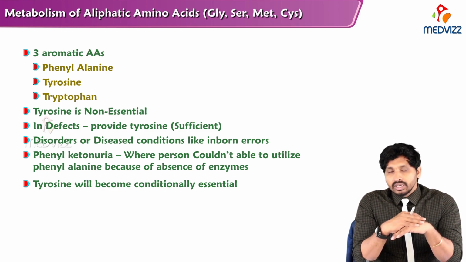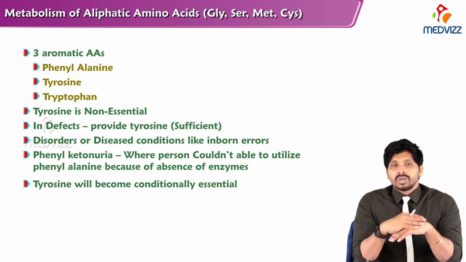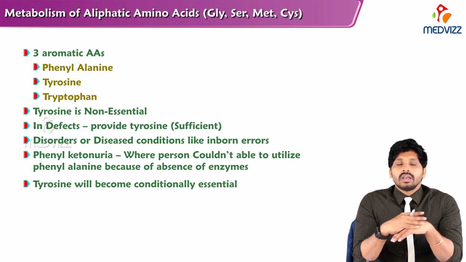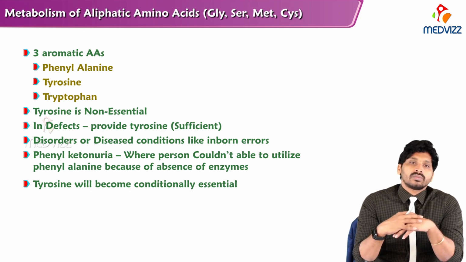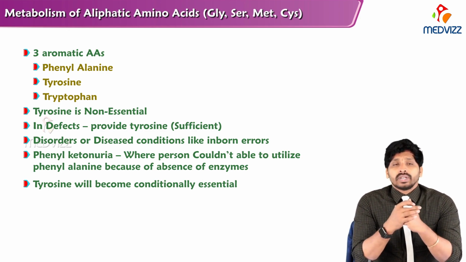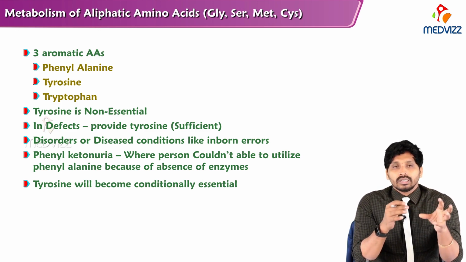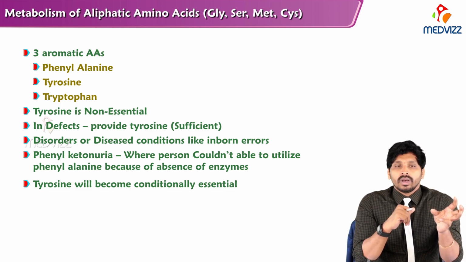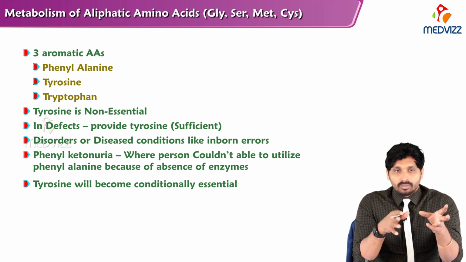In disorders or disease conditions like inborn errors, for example phenylketonuria, the person cannot utilize phenylalanine because of the absence of some enzymes, which we will discuss in inborn errors of amino acid metabolism. In that condition, like phenylketonuria, tyrosine will become conditionally essential. Why? Because phenylalanine cannot be metabolized properly.